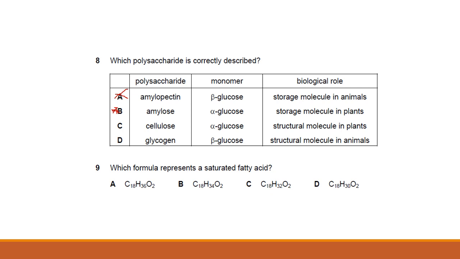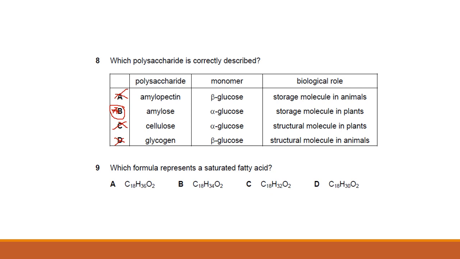Cellulose made from alpha glucose, that's wrong. Okay. Glycogen made from beta glucose, that's also wrong, because glycogen is actually made from amylose and amylopectin. And so in this case, that would be B, because it's a storage molecule.